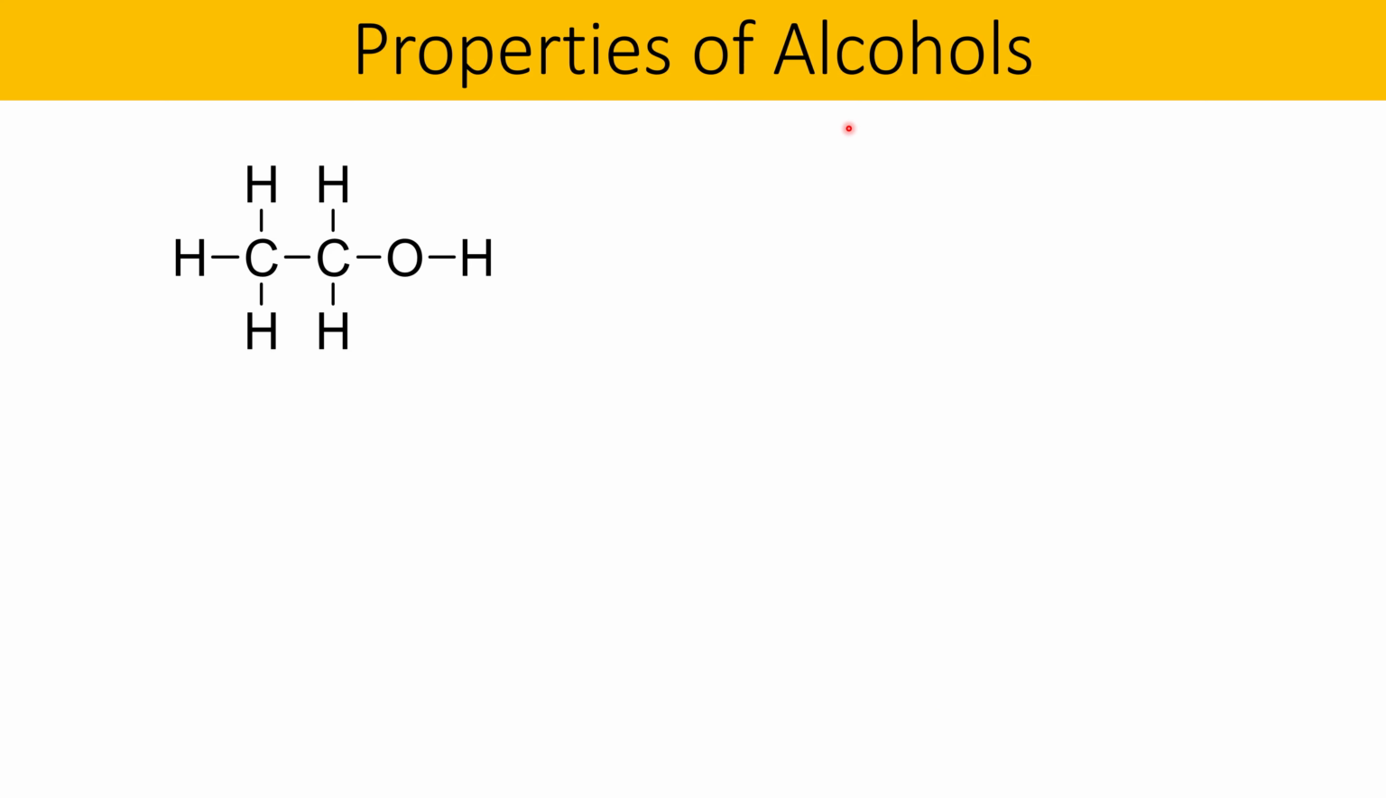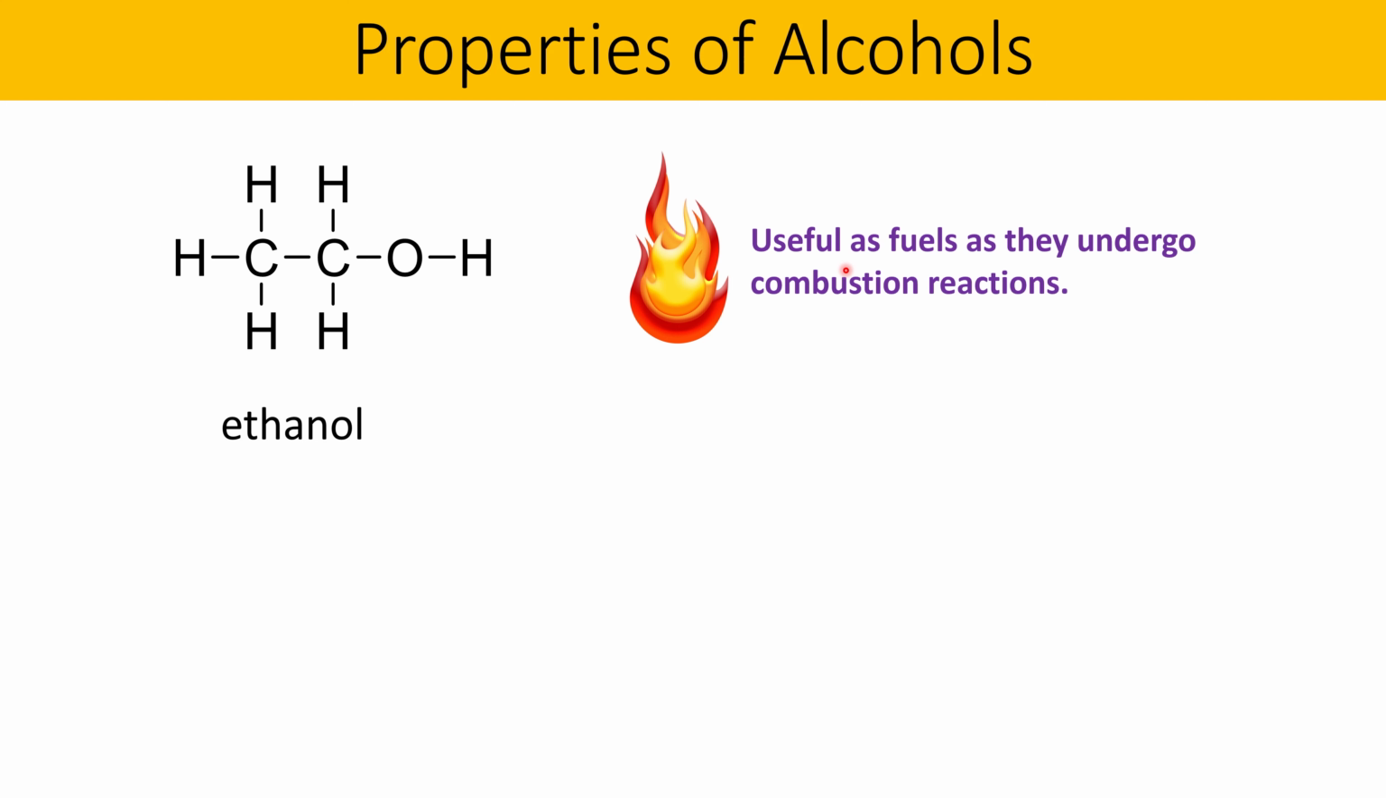The first major property of alcohols is their readily undergoing combustion reactions, meaning that they burn very well. Let's have a look at what happens when we combust ethanol. To combust any fuel, you need to react it with oxygen, and all complete combustion reactions have the same products, irrespective of the fuel used. The products of this reaction will be, of course, carbon dioxide and water.